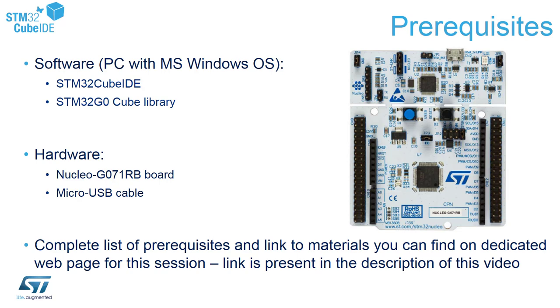From the hardware point of view, you would need one Nucleo board. It is called Nucleo G071RB. You can see it on the screen. And one micro USB cable, which allows us to connect this board to your PC.